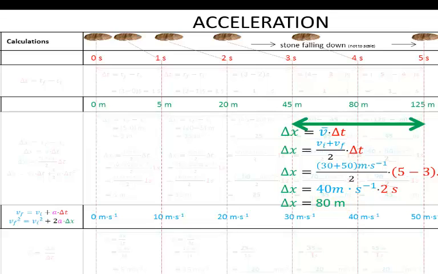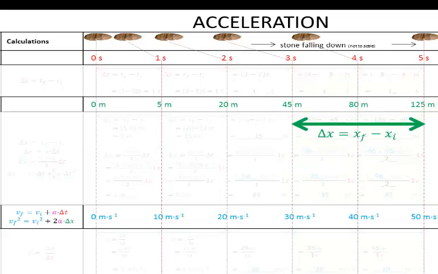And we know that that is true because its position at the end of this interval was 125 meters, and the position at the start of this interval was 45 meters. 125 minus 45 gives 80. It traveled 80 meters during this interval.